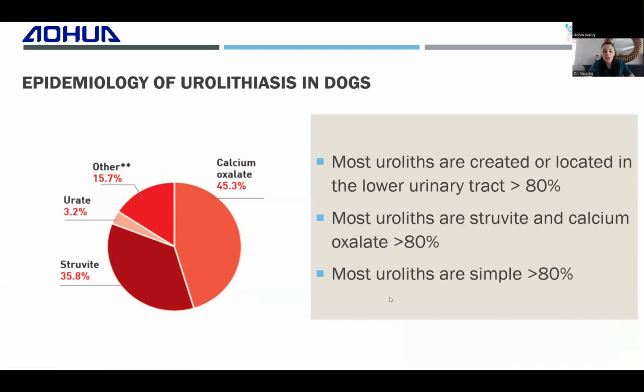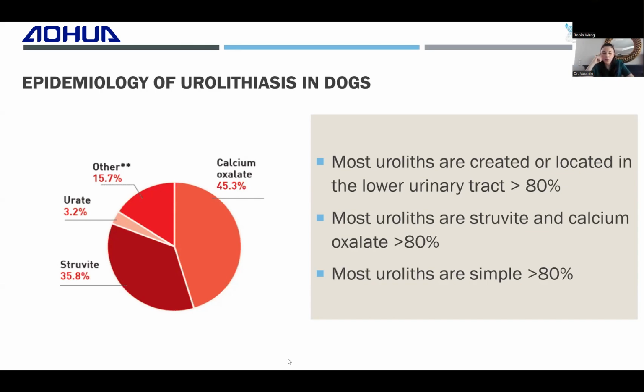What about the epidemiology? It has changed a lot over the years, and the reason being that we are feeding our animals totally different foods. And of course, the epidemiology also has to do with the countries. It's different in the US and different in Europe, and totally different in the Middle East due to the environmental conditions as well. So most uroliths are created or located in the lower urinary tract, bladder and urethra, and less in the upper urinary tract, kidneys and ureters.